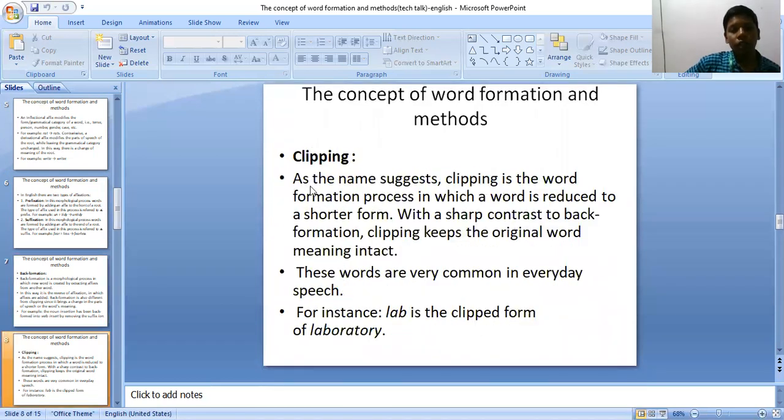Clipping. As the name suggests, clipping is a word formation process in which a word is reduced to a shorter form, in sharp contrast to back formation. Clipping keeps the original word meaning intact. These words are very common in everyday speech. For instance, lab is a clipping from laboratory.